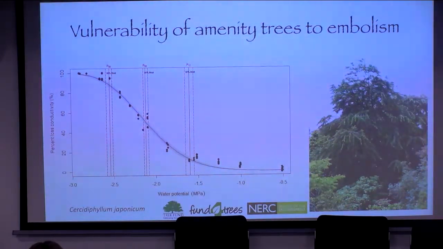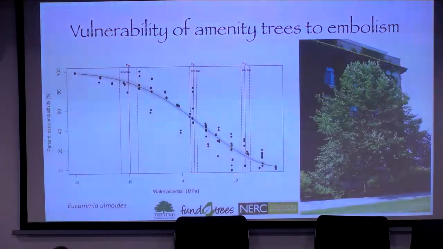This is when the tree's dead at that point, around -2.5 megapascals. So that's a sensitive species. You oppose that to something like Eucommia, and you'll see that the scale's quite different. Here, Eucommia has a water potential of around -3.5 to -4 where it's got a 50% loss of hydraulic conductivity, and we're talking mortality at around -6 megapascals.